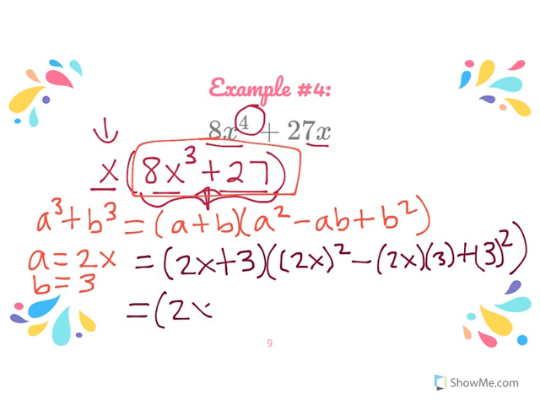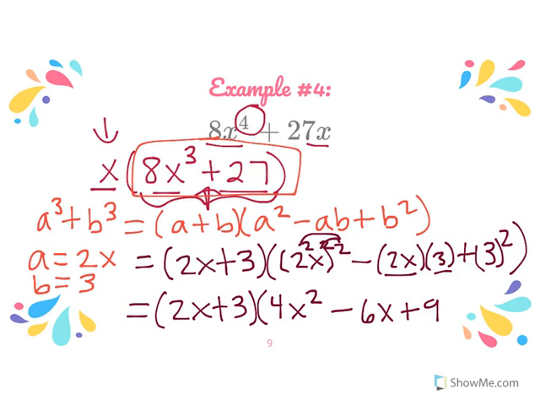So we have 2x plus 3, and then this squared. Be careful, because it's not just x squared. You have to make sure that that is 2 to the second power and x to the second power. So 2 to the second power is 4, x to the second power is just x squared. Now minus 2 times 3, which is 6x, and then that 3 squared is 9. So that is our final example here.